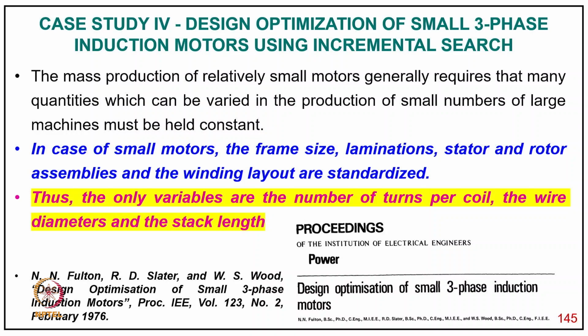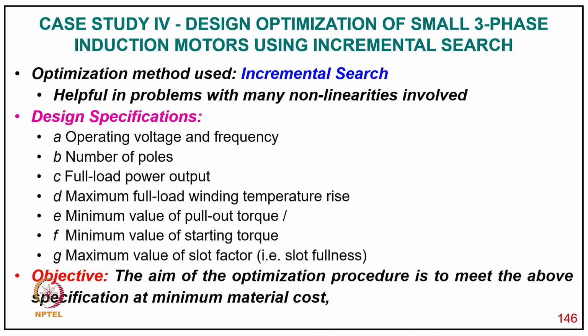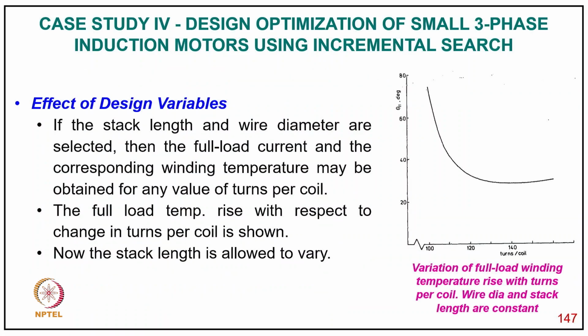So here, of course, an example is given in this publication. What they have considered is optimization using the incremental search, in a problem where the main nonlinearity is involved. The design specification includes the operating voltage, number of poles, full load output power, maximum power factor, and typically the temperature rise, minimum value of output, and the maximum value of slot factor. And the objective is the aim of the optimization procedure to meet the above specification at minimum material cost.